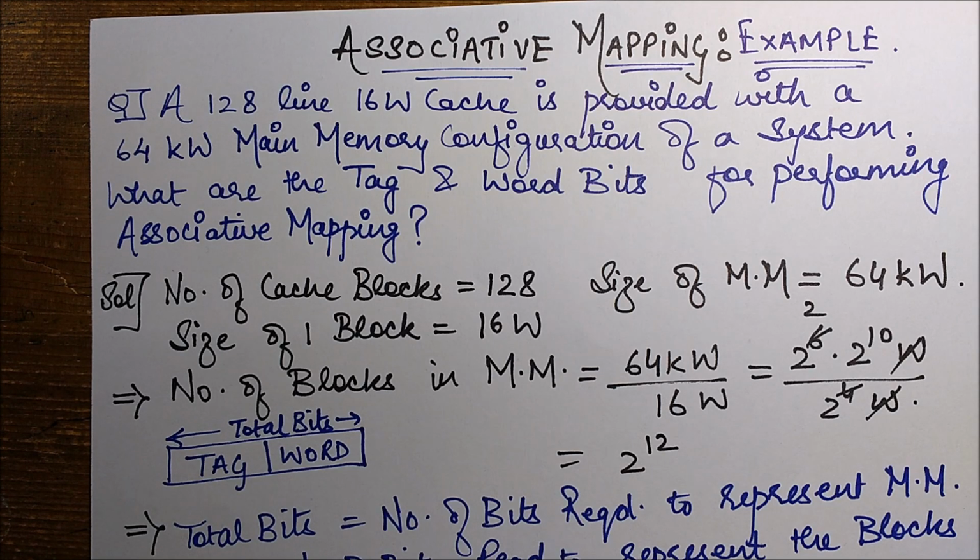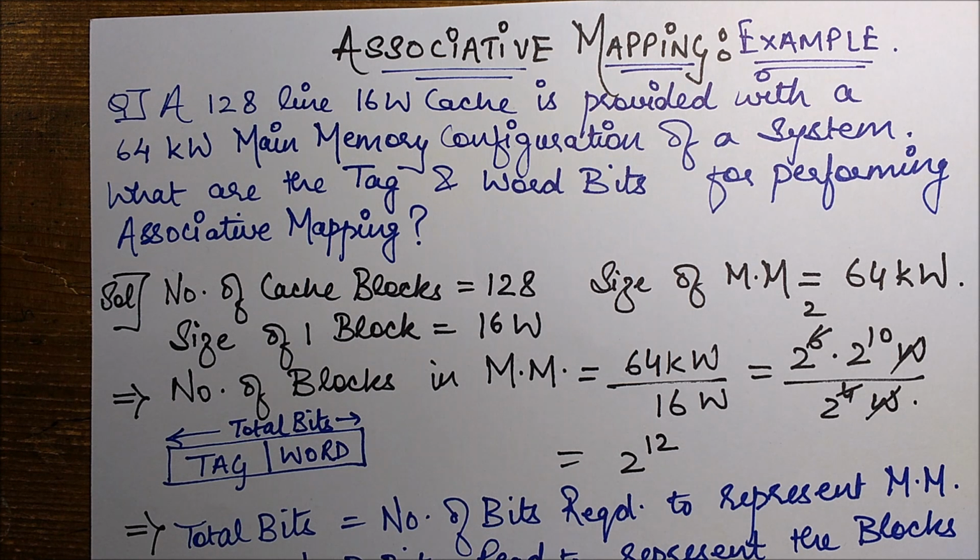Hello friends, in this session we are going to discuss an example of associative mapping technique. As discussed earlier, because of the disadvantage of high conflict miss in case of direct mapping technique, the associative mapping technique was introduced. So in this session I'm going to discuss an example with the help of a question of the associative mapping technique.